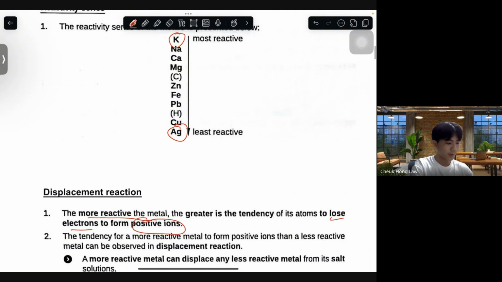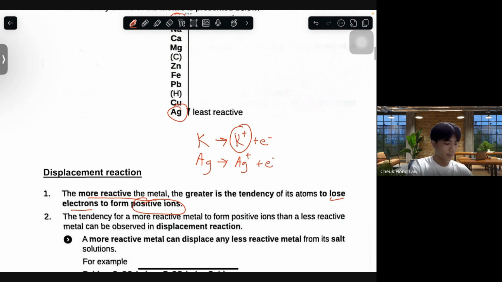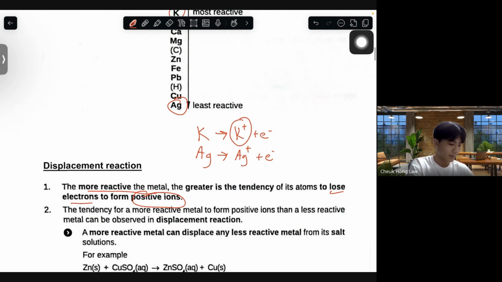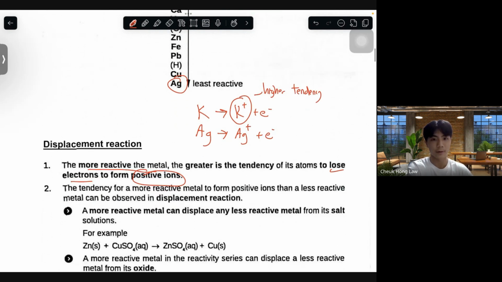So when the most reactive element here, potassium, loses electrons, it becomes the potassium ion, K+. Then same thing for silver. When it loses electrons, it becomes a silver ion. So what this is saying is that since potassium is more reactive than silver, there's a higher chance that it will lose electrons compared to silver. There's a higher tendency for it to lose electrons to become a positive ion.